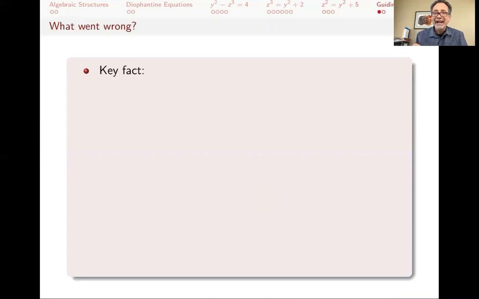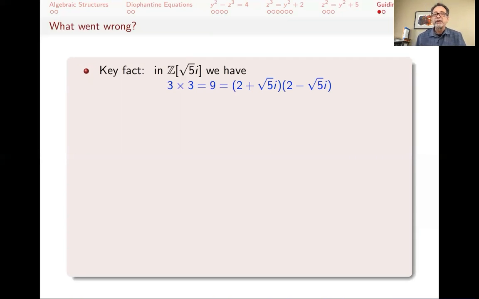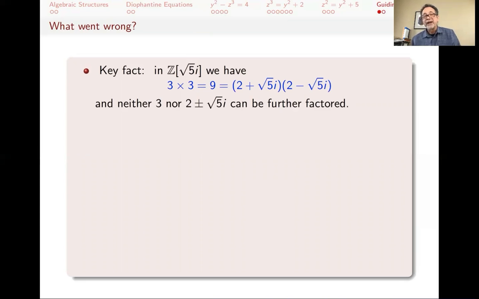The key fact that went wrong this time is that in this new world of Z joined square root of 5i, we have 3 times 3 is 9, but that 9 is also 2 plus square root of 5i times 2 minus square root of 5i. And 3 is not a factor of either one of those. Neither one of these can be further factored. So 3 divides 9, so 3 divides 2 plus square root of 5i times 2 minus square root of 5i, but it doesn't divide either one of them. And that's not something that happens in our world of integers.